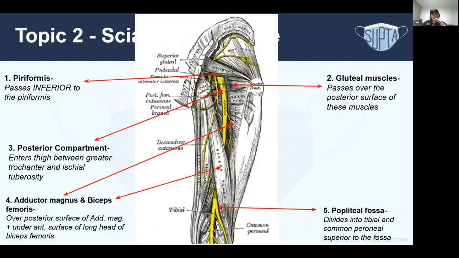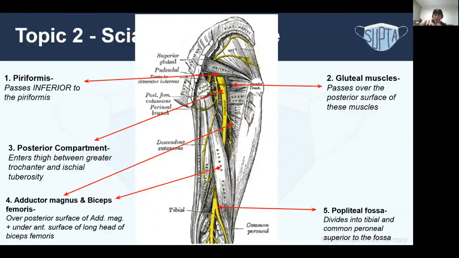Then, in order to enter that posterior compartment of the thigh, you've got this imaginary line between the greater trochanter and the ischial tuberosity. So remember those two prominences. It goes through into the posterior compartment, enters, and goes over the adductor magnus. So again, you don't know yet what the muscle is, but it's essentially going through the posterior compartment, going above or sort of over that posterior surface of the magnus.